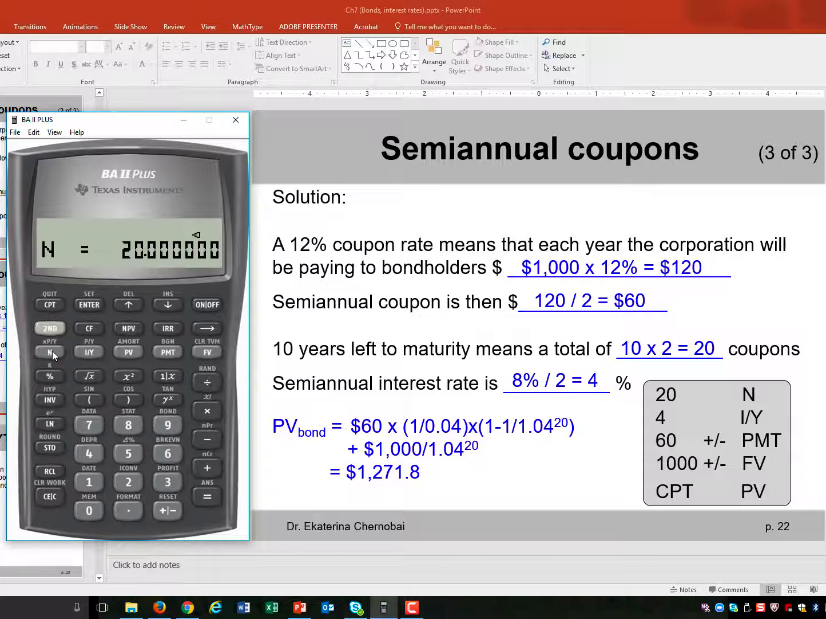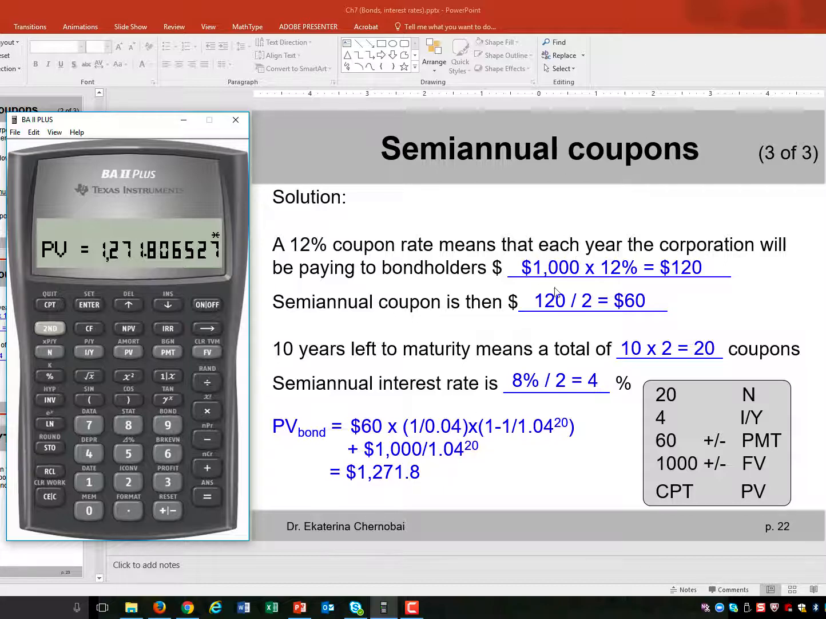And the fourth number that is entered is the discount rate. It should also reflect the same semi-annual frequency, 4% yield to maturity per half a year. So I put 4 IY, and I'm computing present value, $1,271 and about 80.5 cents. So technically, if it's rounded to 2 decimal places, then that would be 81. If it's rounded to one decimal place, like on my slide, it's just 0.8 at the end of the answer.